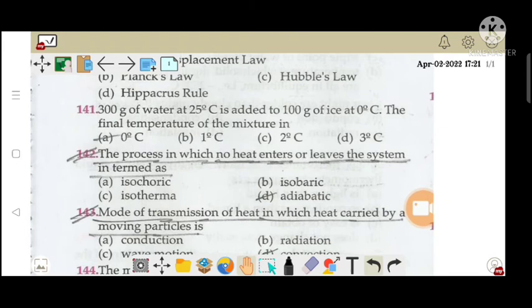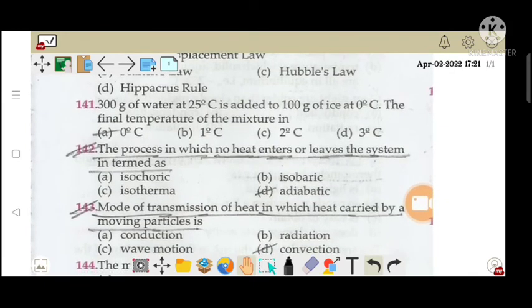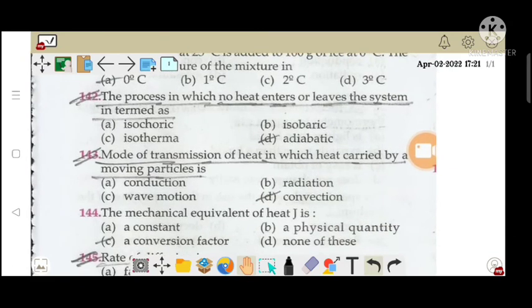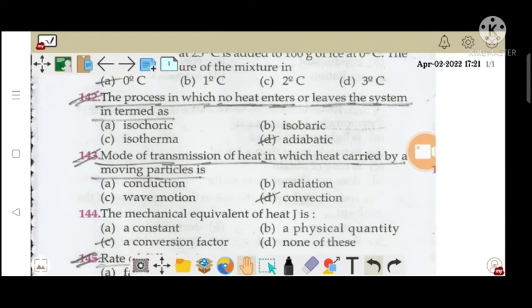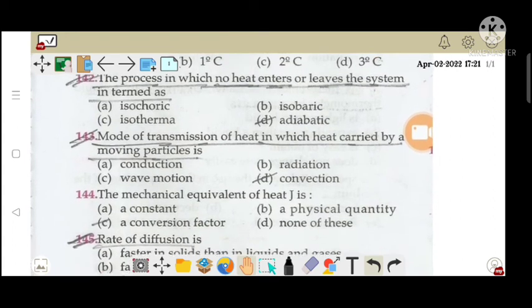300 grams of water at 25 degrees Celsius is added to 200 grams of ice at 0 degrees Celsius, then the final temperature is at most 0 degrees Celsius. The process in which no heat enters or leaves a system is termed an adiabatic system.